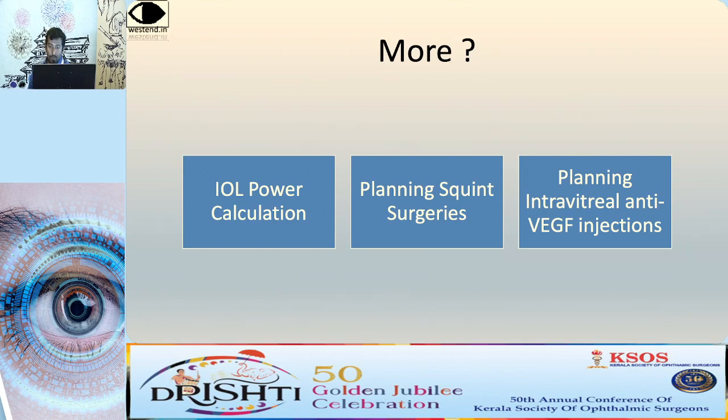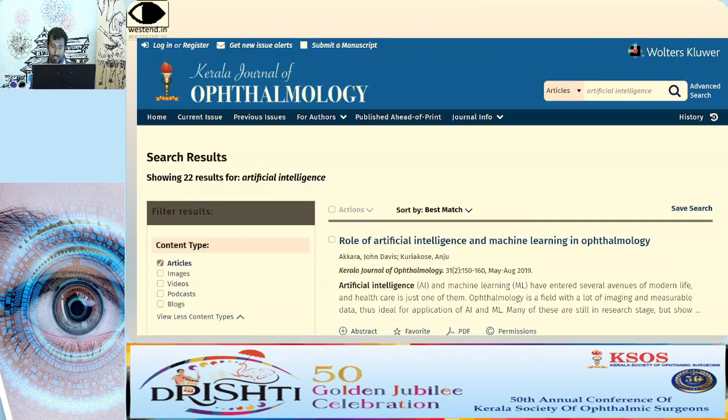You can use it for planning squint surgeries, planning intravitreal anti-VEGF injections. Patient will ask you, how many injections will I need, doctor? You will tell, wait a second. Click two buttons, AI will tell you, okay, you will need 3 injections. So that is possible now with the AI available.